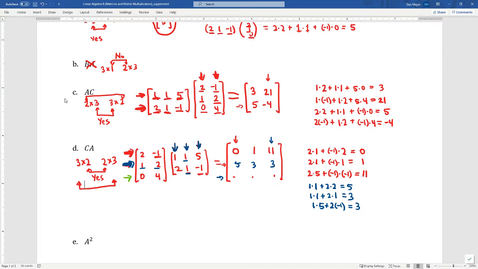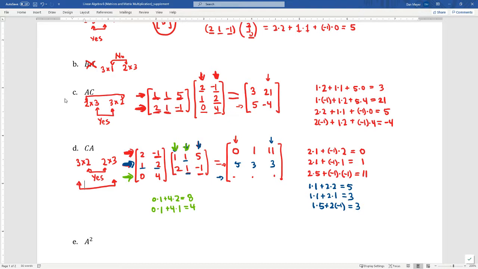We're taking our third row of C, first times the first column of A. So we got 0 times 1 plus 4 times 2, which will give you 8. And then for the next entry, take the last row of C times the second column of A. So 0 times 1 plus 4 times 1 gives you 4.